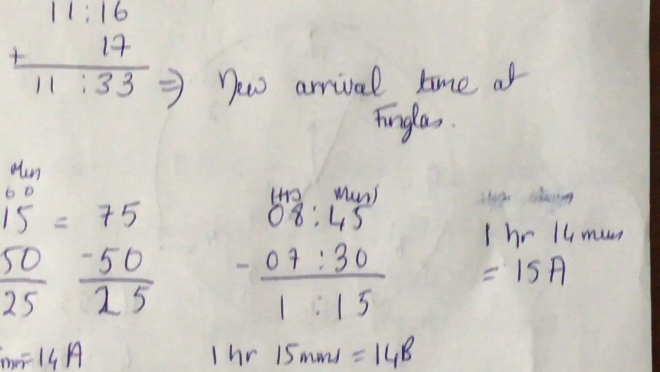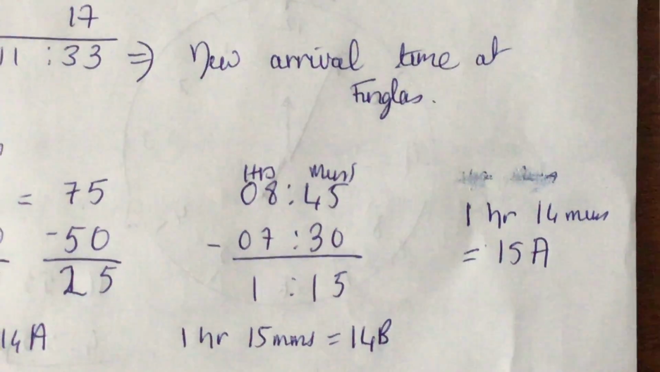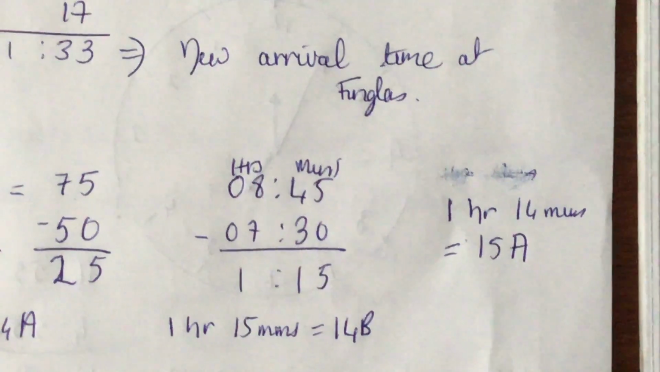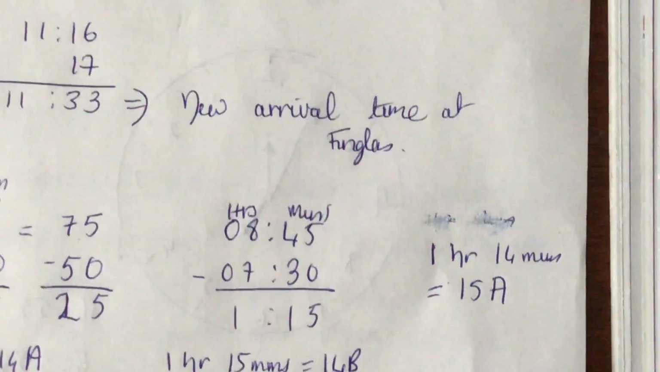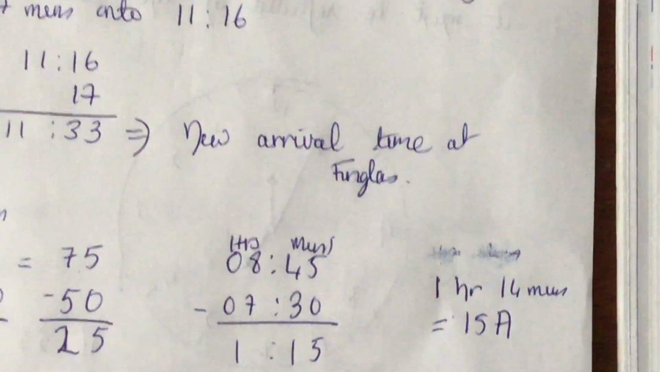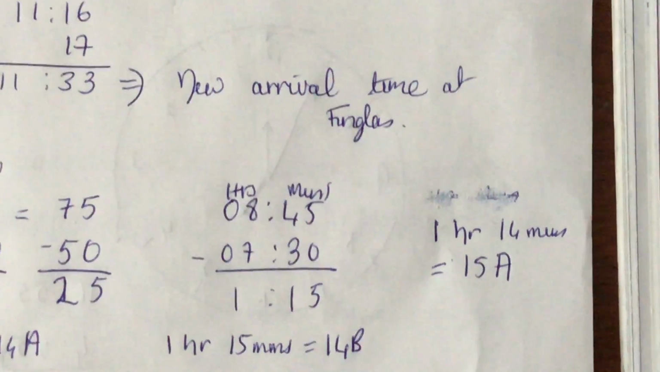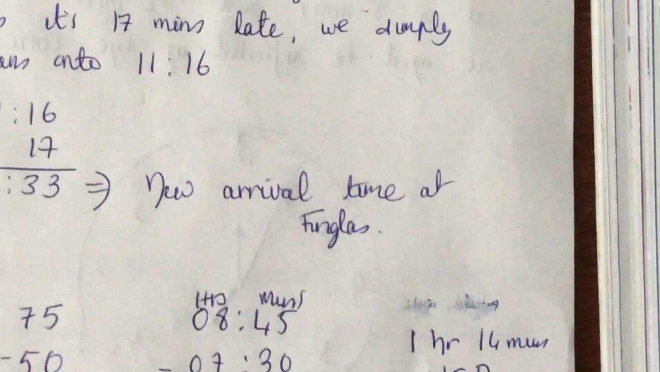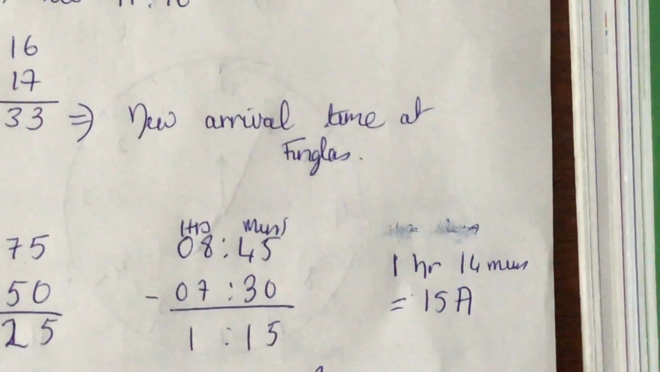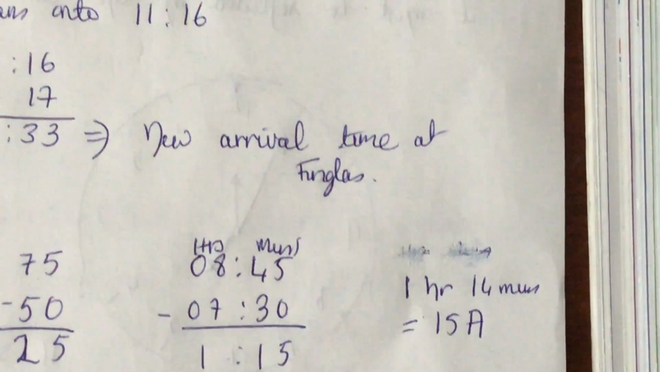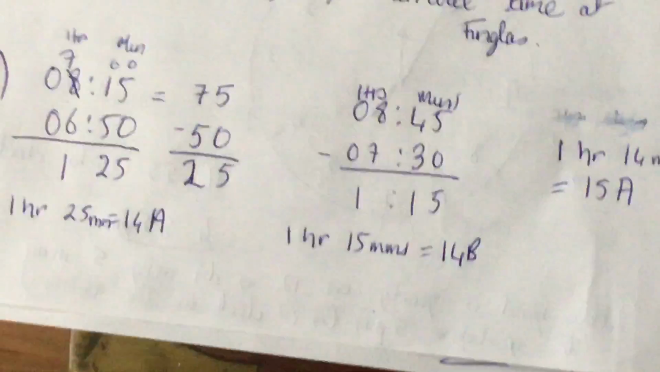Okay? Then the next bus was 14B, so it arrives at 8:45, and it left at 7, so that's simple, 1 hour and 15 minutes it took. I'm getting the difference between the time, so it's straightforward takeaway. Okay, now the next one is easy. The 15A, you could do it in your head because it left at 8 and arrived at 9:14, so that's 1 hour 14 minutes, okay?